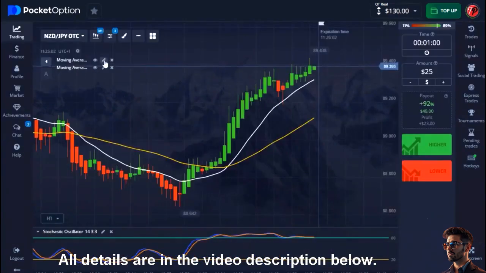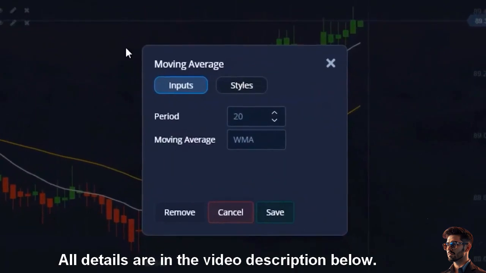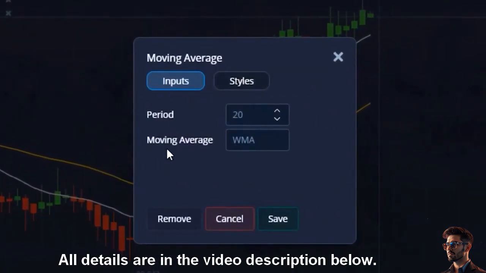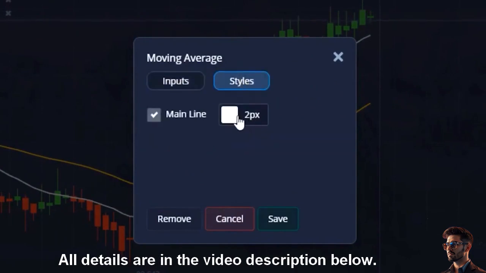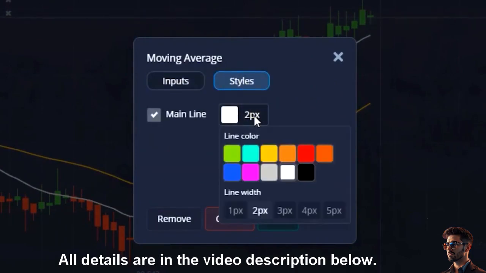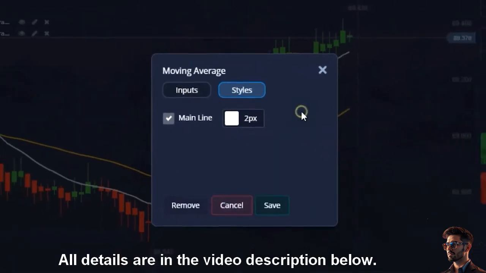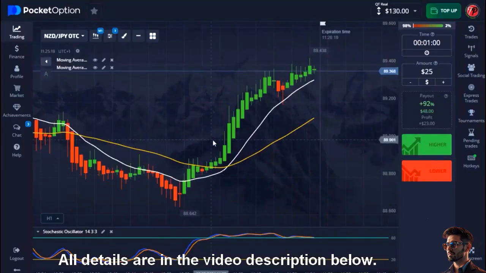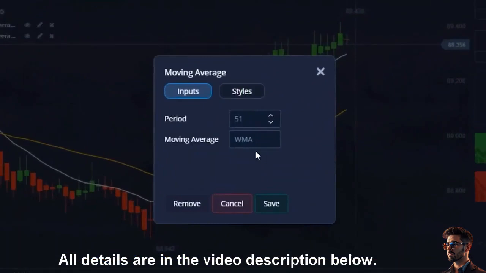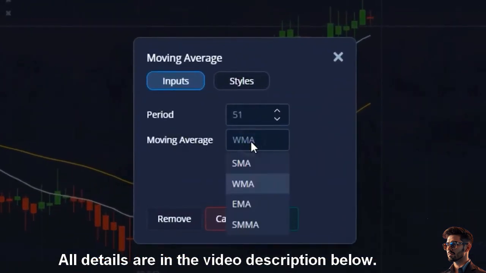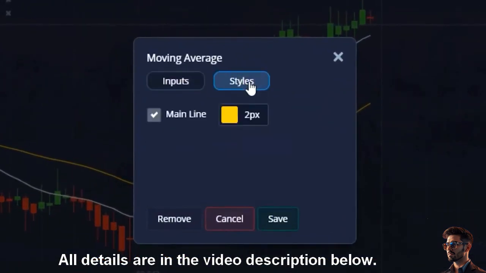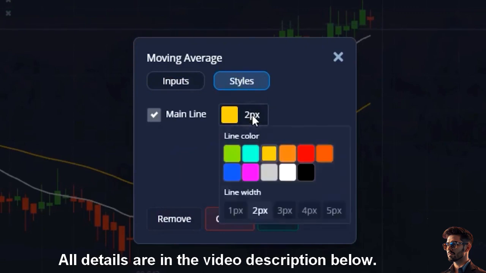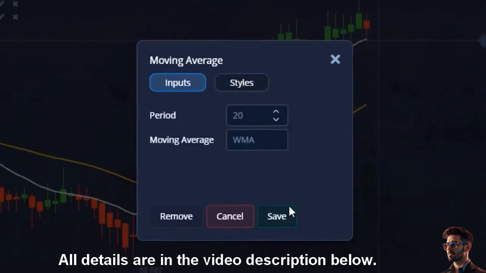On the first moving average setup here, the period is 20, the moving average is WMA. On the start part here, I use this white color right here, and I change my line to be on 2 pixel, and when you're done you hit set. The second moving average comes with the period of 51, the moving average is WMA as well. On the start part here, I use a yellow color and I take my line to be on 2 pixel. So when you're done you hit set.